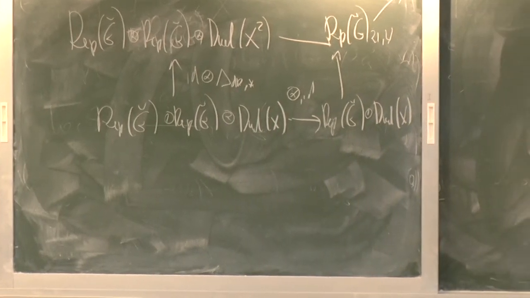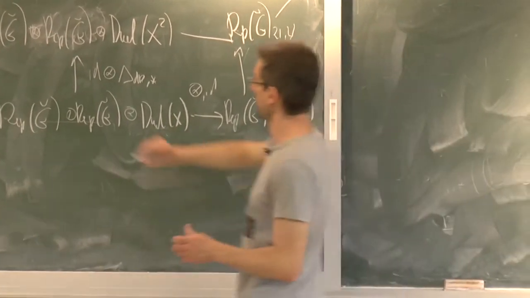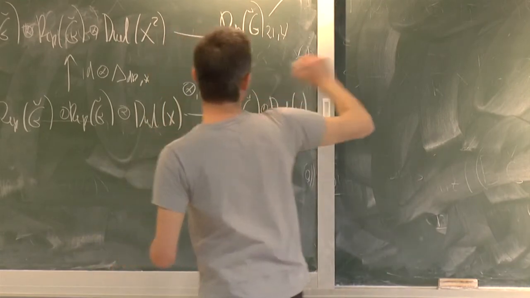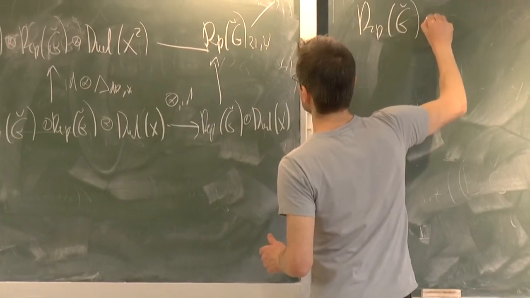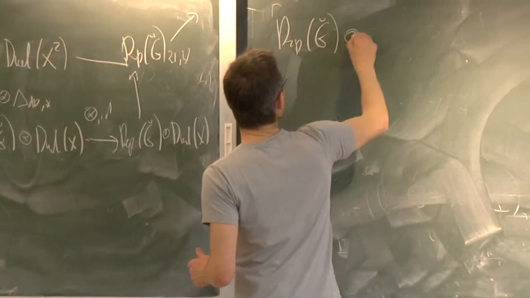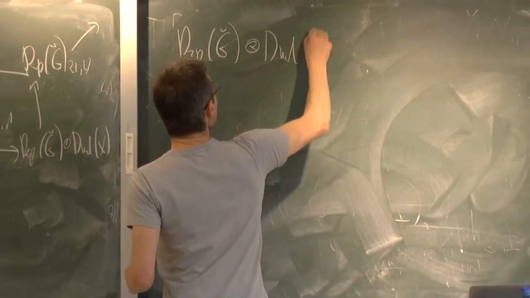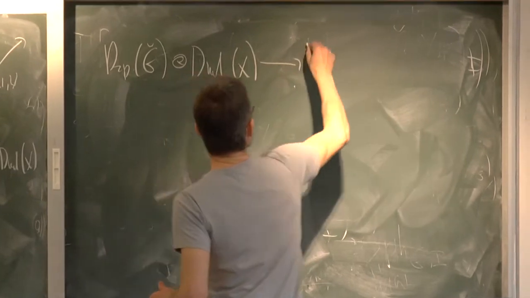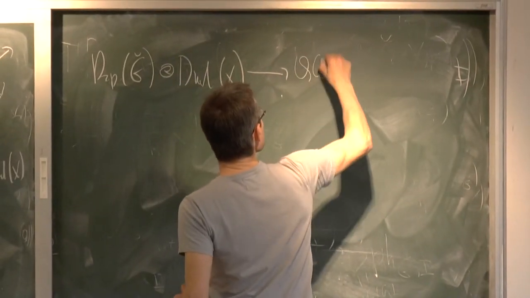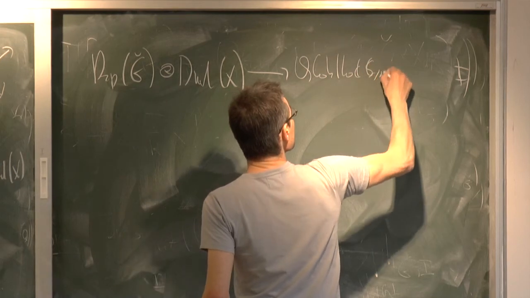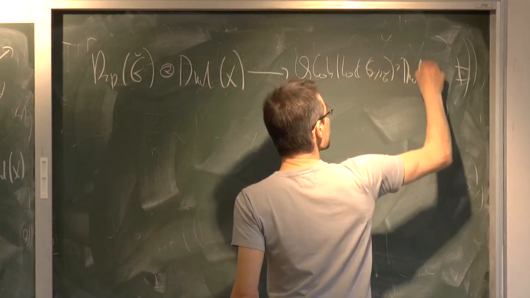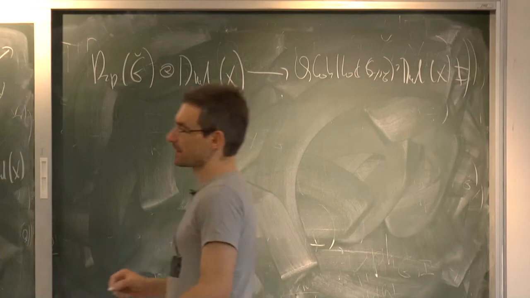So indeed, as Sasha is saying, we can do it along each. Indeed, it seems to work. So you have reg G check. Yeah, it does seem to work.